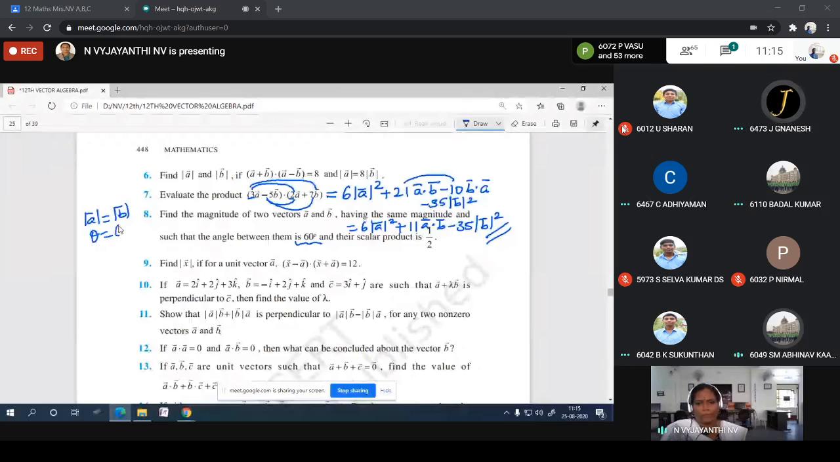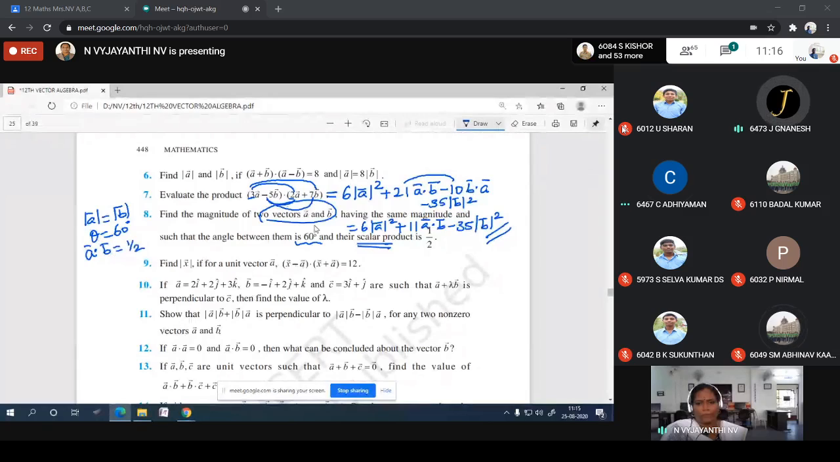Theta is 60 degrees. The scalar product is 1 by 2. What is scalar product? A dot B equal to 1 by 2. So can you derive A and B now? How to derive A and B? The magnitudes of A and B are the same, so A square will come.